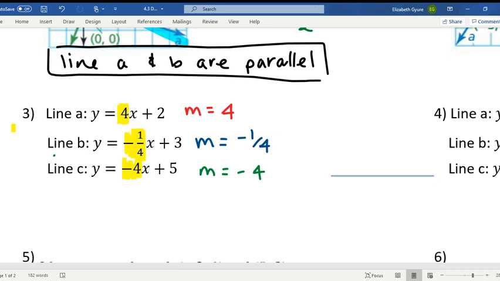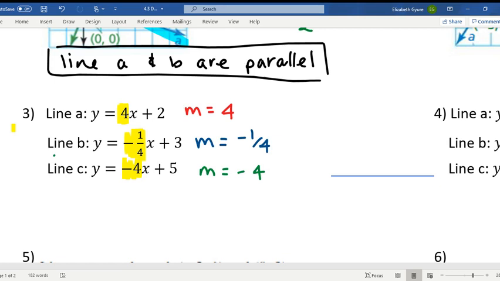Okay, do we see any numbers that are the exact same? Which two are the exact same? 4 and -4? Yeah, none of them are the exact same. So will we have any parallel lines? No. Are any of them opposite reciprocals?